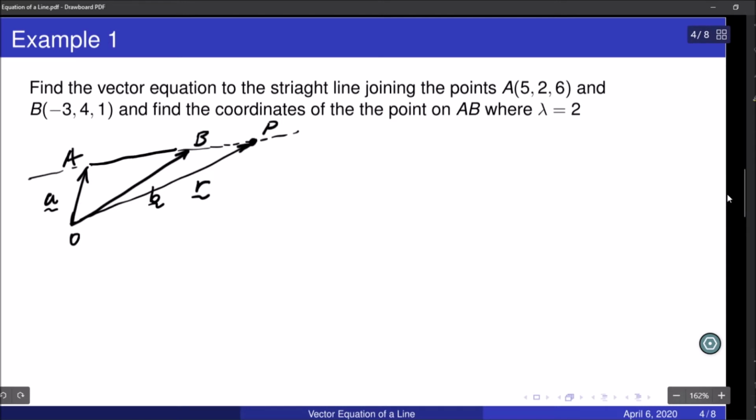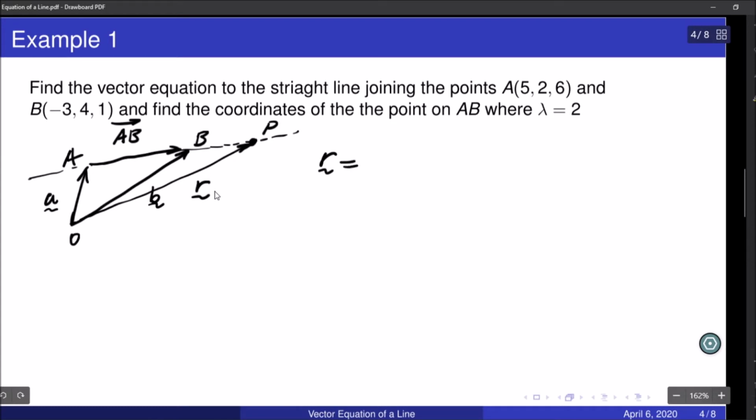You can see that the vector AB here defines the direction from A to B. And AP, from A to P, is a scalar multiple of AB, because AP and AB are in the same direction. So AP is just AB multiplied by some real number. And of course, P is defined by R.